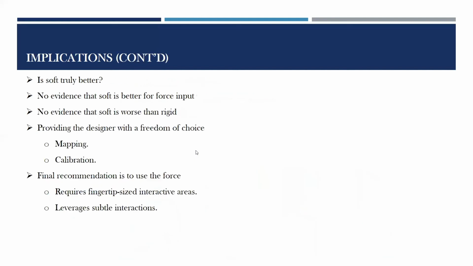Implications. The authors' analysis showed no evidence that soft is better for force input, but neither is it worse than rigid. This suggests that when designers choose the input device, they can focus fully on the user performance without worrying that the choice of material will have a significant impact on user performance. However, to fully leverage this freedom of design, mapping and calibration should be given special attention in sensor implementations.